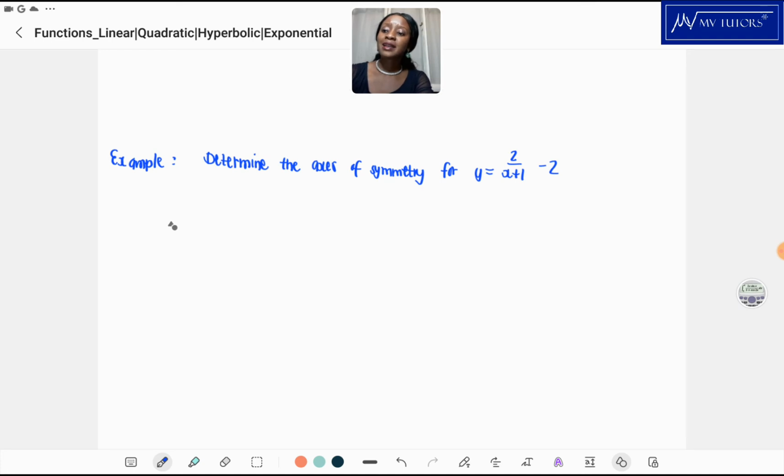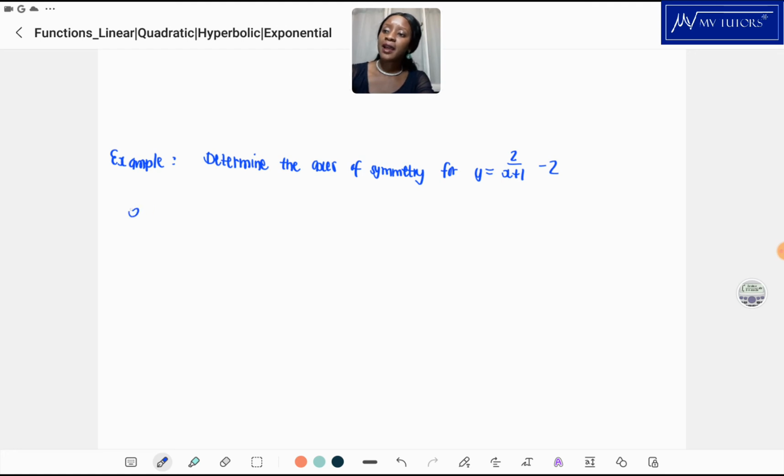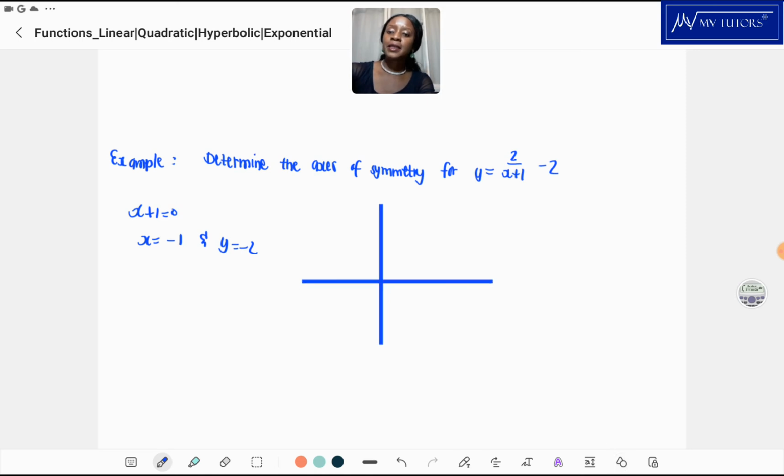For one, I can see that the equations of my asymptotes: I have x plus 1 is equal to 0, so one of them is x is equal to minus 1. And I also have that y is equal to negative 2. So if I were to do a simple sketch, x is equal to minus 1 would be somewhere this side, and y is equal to minus 2 would be somewhere here. Sorry, the Cartesian plane has actually moved a bit because of these asymptotes.